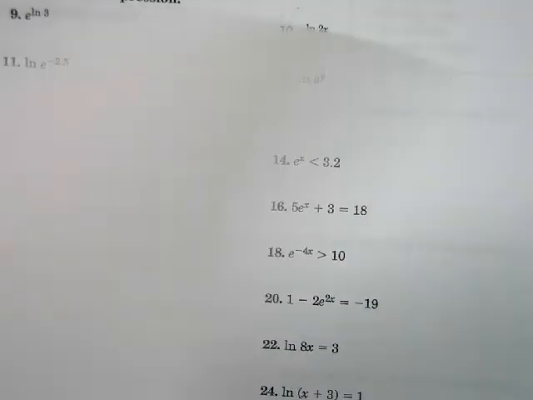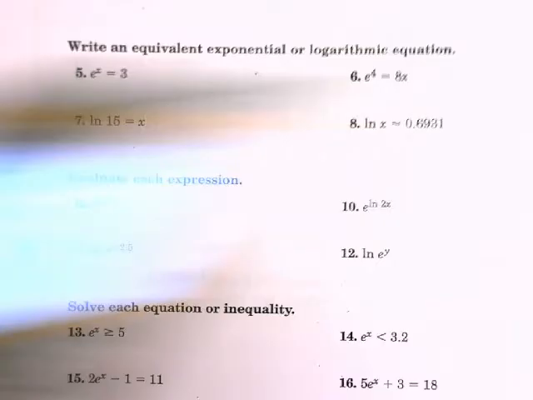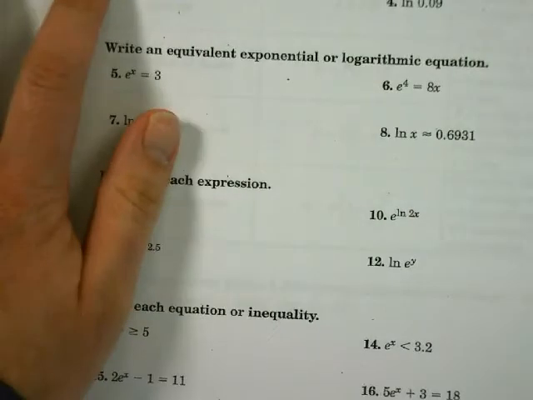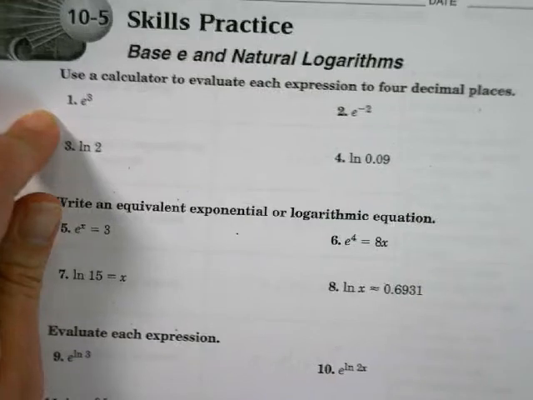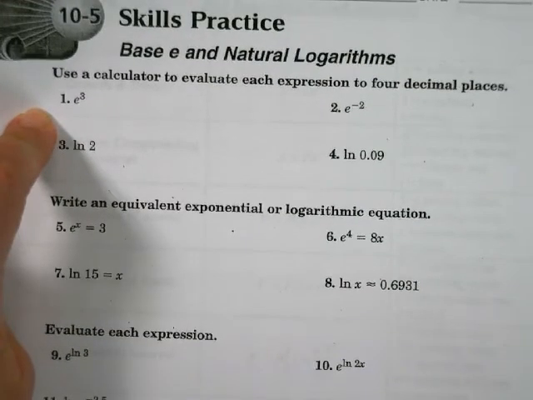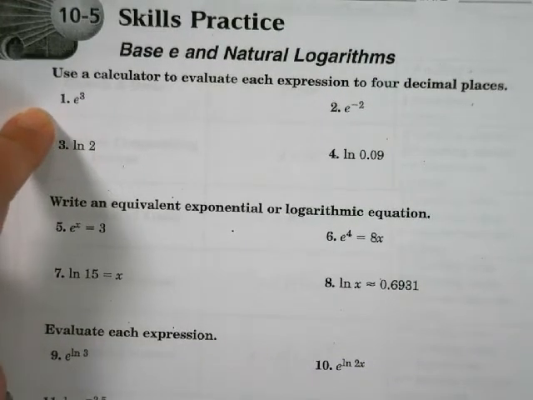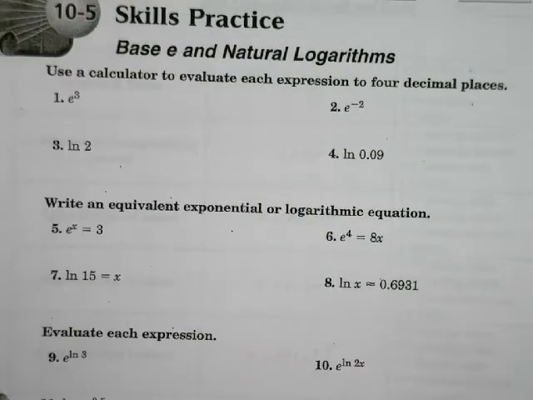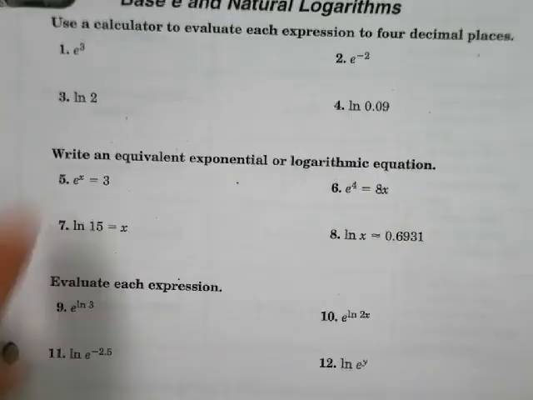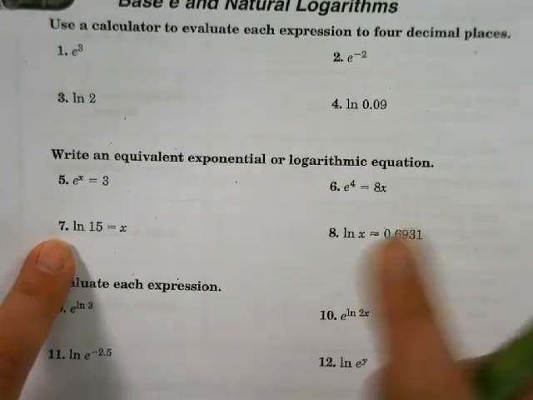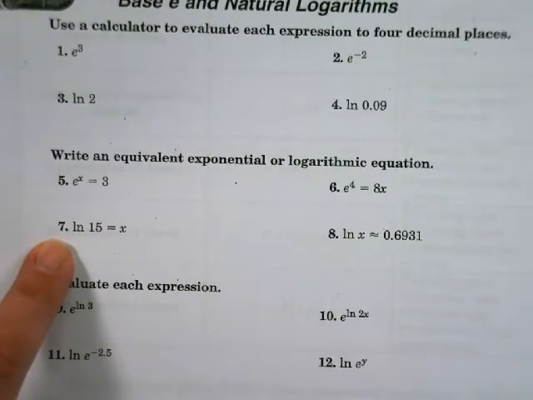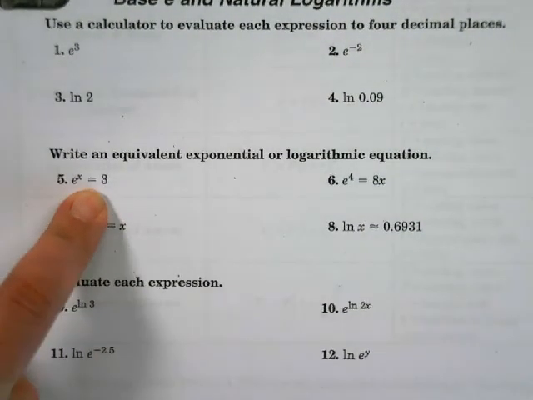So let's check your homework for this guy. The first one, you're throwing them in your calculator. So you're just going to find it to 4 decimal places, use your calculator, plug and chug. 5 through 8, you're just rewriting it. Let's do 5 together.